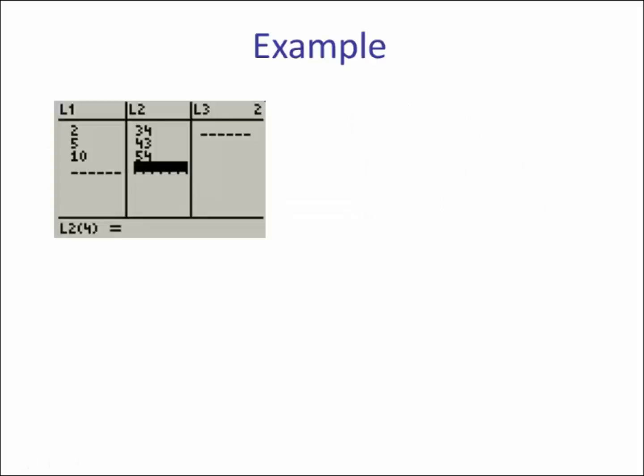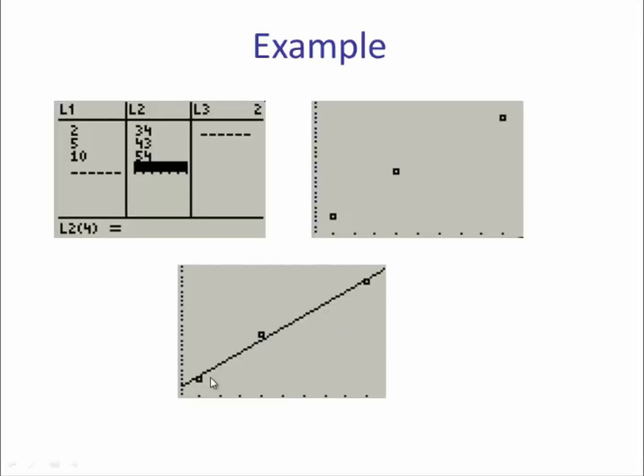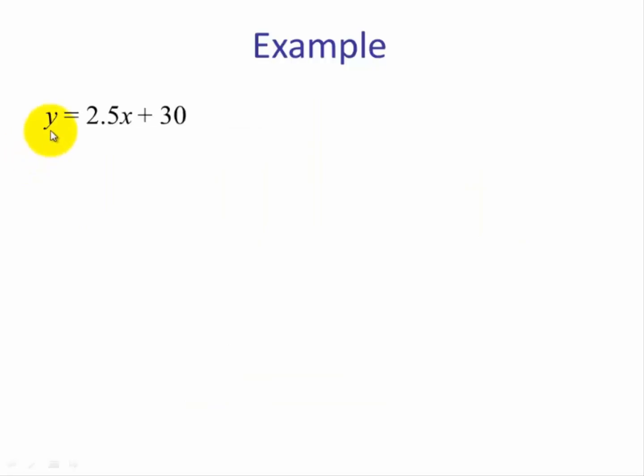I put this data into the TI-83 calculator. Age is list 1, heights list 2. I perform the scatter plot. And then I found what's called the line of best fit, and we'll do this later. This is the line that models these 3 points. So it has an equation. The equation is y equals 2.5x plus 30, where y is the height and x is the year.